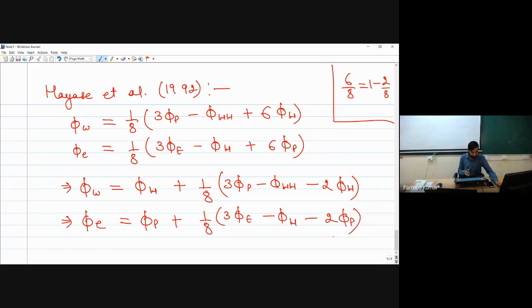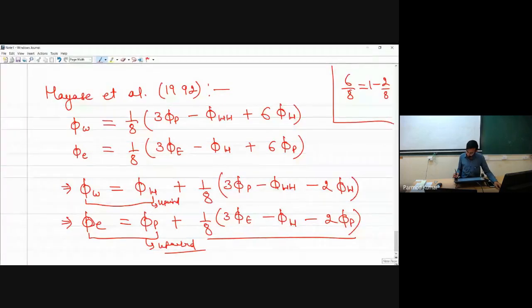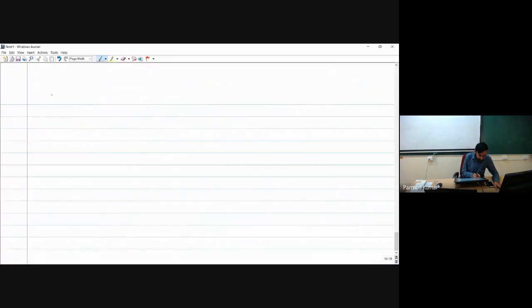Okay, so now let me substitute these two expressions. What I have done is take the simple upwind differential scheme, but for estimating the face phi W, I have made it equivalent to the basic upwind scheme plus some additional terms. Similarly, while estimating phi E, I have made it upwind plus some additional terms. So let me now substitute this particular expression into our main equation. If I substitute this into the main equation, what will I get?